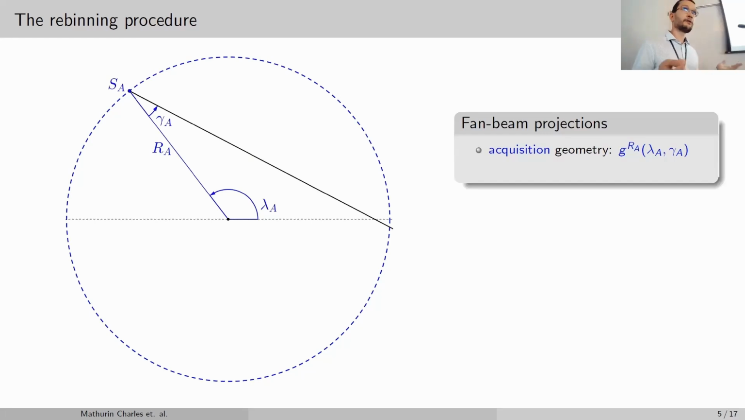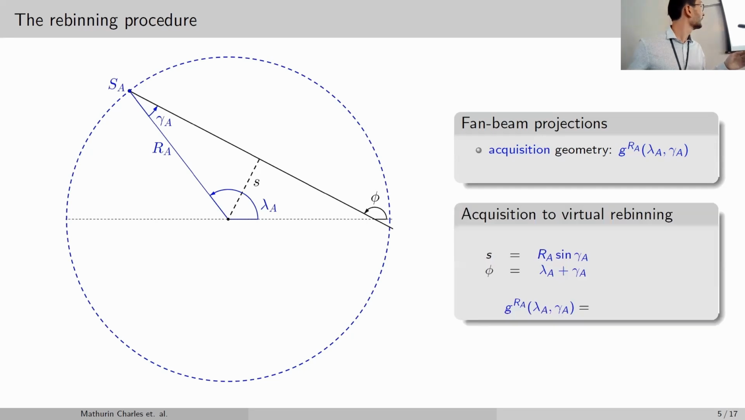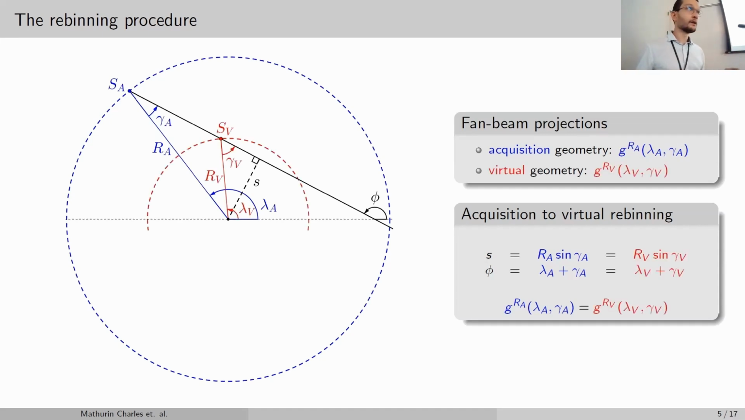So for a given ray, it has a parameterization in the acquisition geometry, and those parameters, the angle lambda, gamma, and the radius r, can be linked to some parameters phi and s. This can be done for every circular trajectory with any radius. So basically, the same work can be done for the virtual geometry, and here we have our link between the acquisition data and the virtual data.